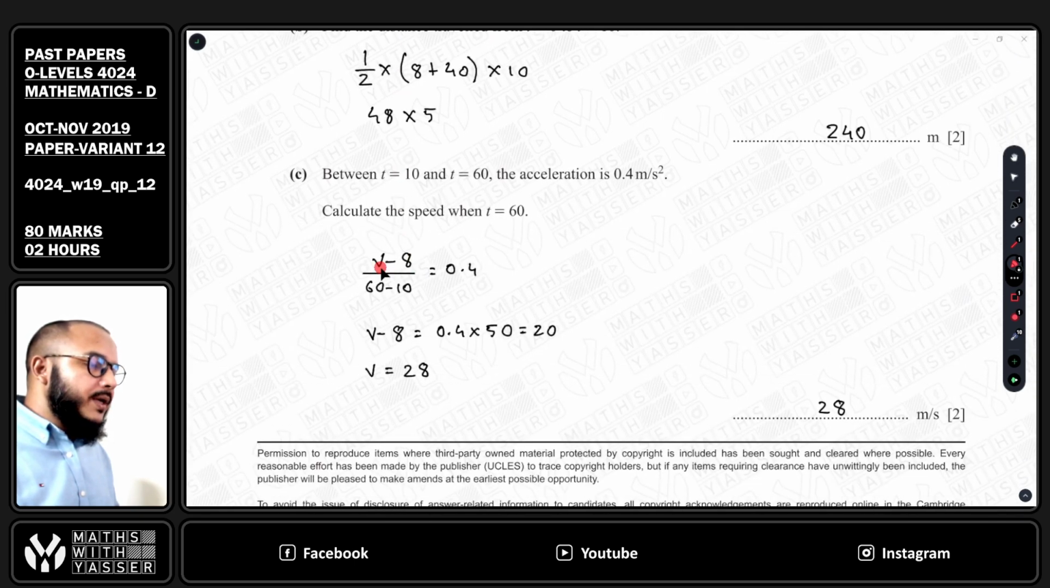So what we don't know is the velocity at the time when it is 60. So it will be v minus 8 over 60 minus 10, which is equal to the acceleration that is given in the question. So 60 minus 10 is 50. 50 times 0.4 is 20. So v minus 8 should be equal to 20. Therefore, v should be equal to 28.